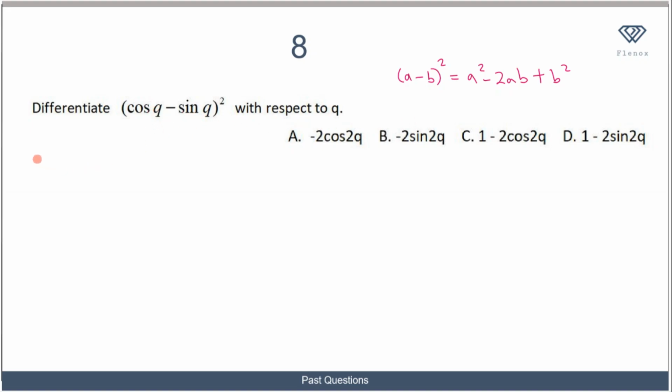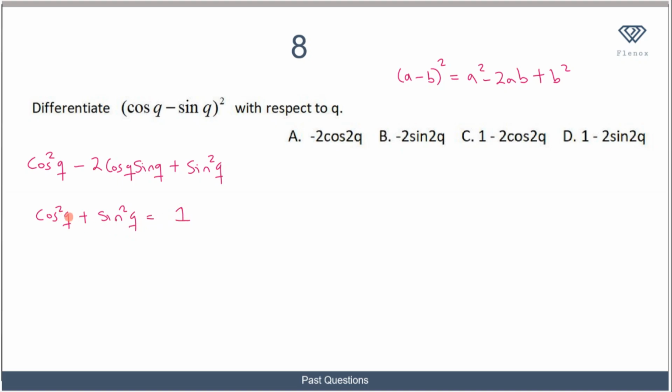So when I expand this expression, I have what? I have cos squared q, which is the same thing as cos q all squared. Then I have minus 2 times this, which is equal to minus 2 cos q sin q. Then this becomes plus, and this becomes sin squared q. Now if you remember from our discussion of trigonometric ratio, we said that cos squared q plus sin squared q is equal to 1.